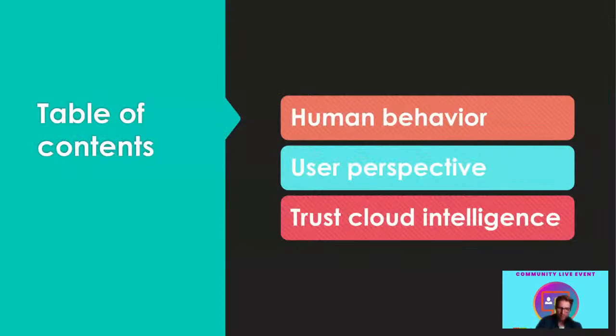Good. So, table of contents. I'm going to use a little bit of human behavior and also hardcore logic technologies, together with conditional access. But first off, I'm going to talk about human behavior and the user perspective, and then we're going to wrap it up with some trust in cloud intelligence.